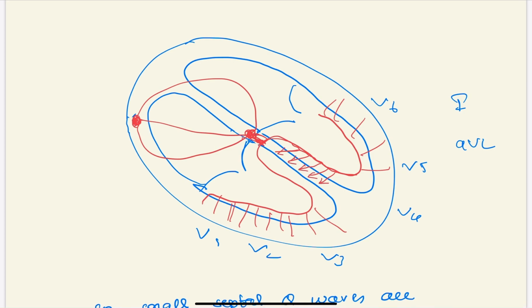One thing that I want you to remember is whenever the depolarization vector goes away from the lead, it is perceived as a negative deflection, and when the depolarization wave goes towards the lead, it is perceived as a positive deflection. So this depolarization wave from left to right is going away from the leads V6, V5, 1 and AVL. So in leads 1, AVL, V5, V6, this septal depolarization is represented as a negative deflection, that is called a Q wave.